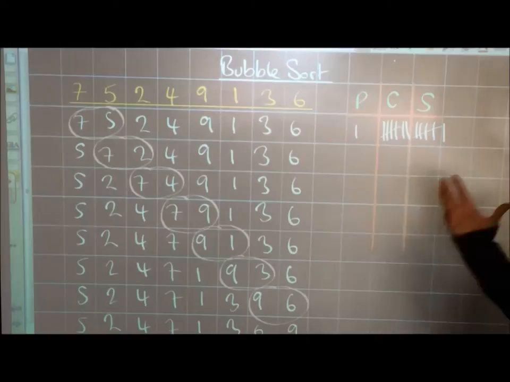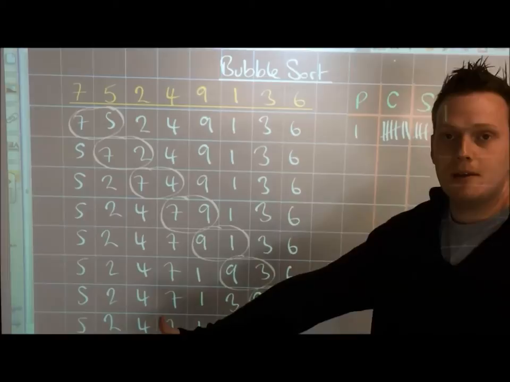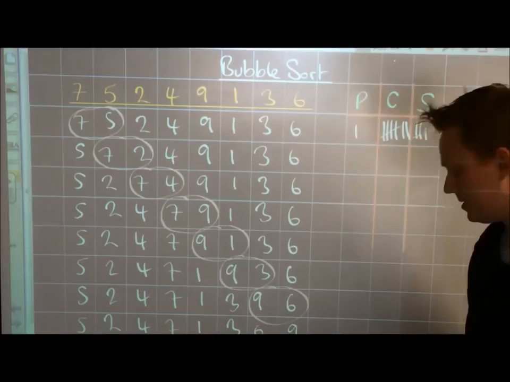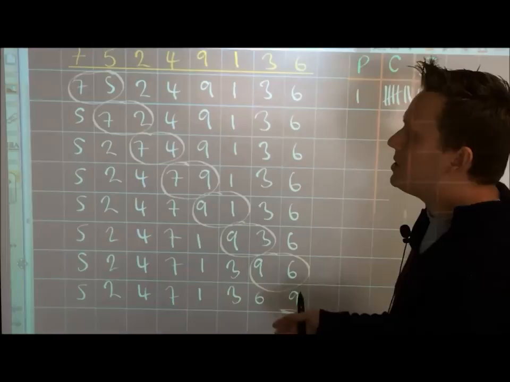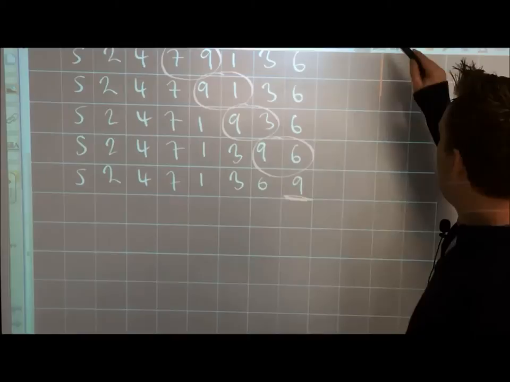So now I'm going to do the second pass, and the second pass is done exactly the same way, except I don't now have to compare this 9 at the end because I already know it's in the right place. So what I'm going to do is do a second pass, but I'm going to show you now how you might want to speed up the notation. Now you can set your work out exactly like this. It's a very good way of setting it out. It's very clear, but obviously it takes a lot of time. So I'll show you how we can just change that a little bit if you want to.